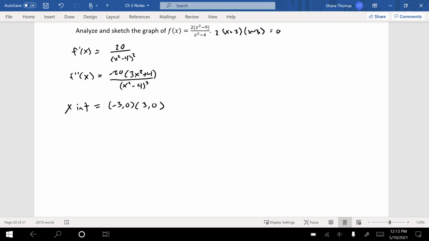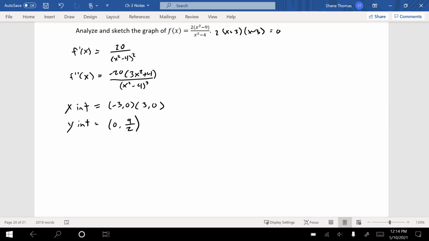Okay, next thing, I need a y-intercept. Y-intercept, take the top one, plug a 0 in, because anytime you have your y-intercept, your x value is going to be 0. So plug in a 0, I'm going to have 0 squared minus 9, be negative 9. On top is going to be negative 18. On the bottom is going to be negative 4. So negative 18 over negative 4 would be 9 halves. Okay, that's my y-intercept. I just plugged a 0 into the original.